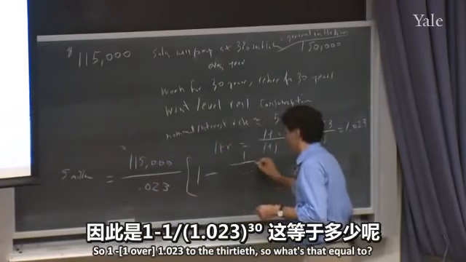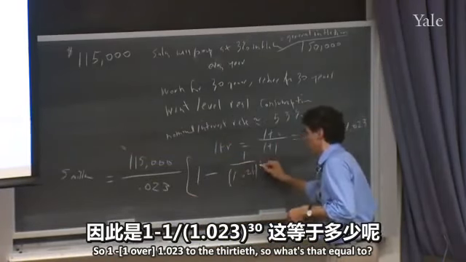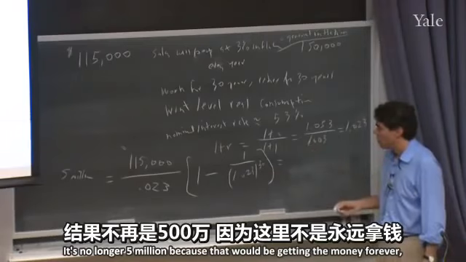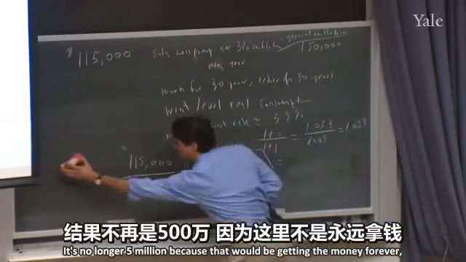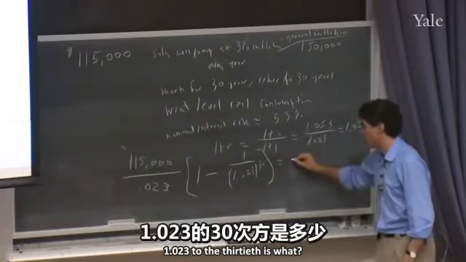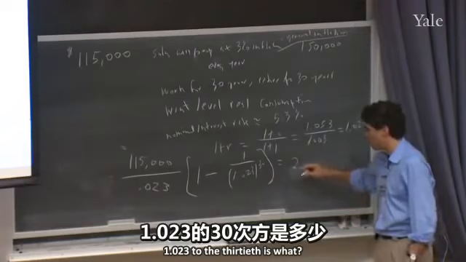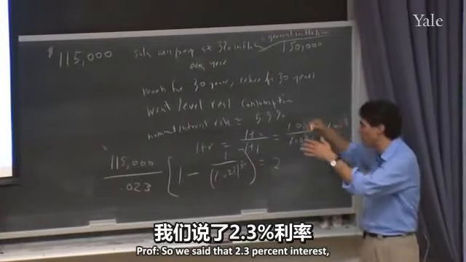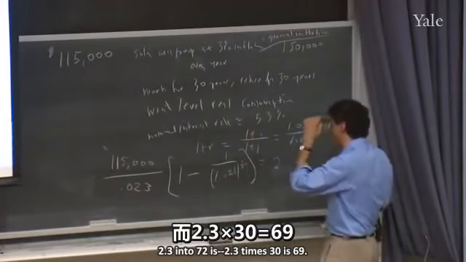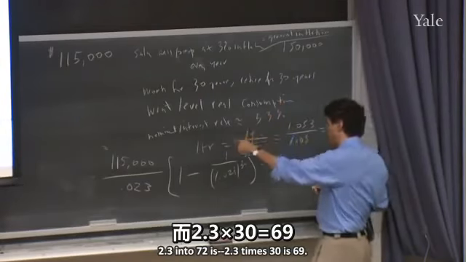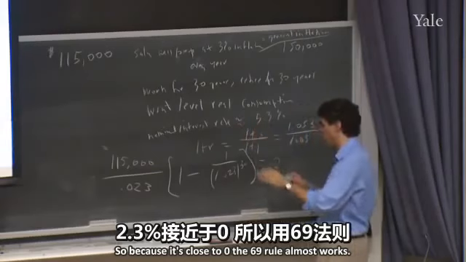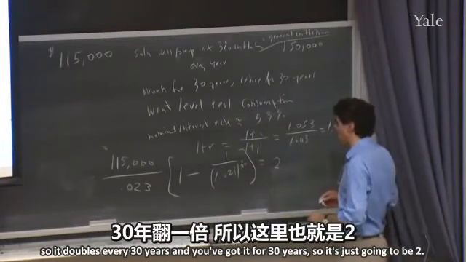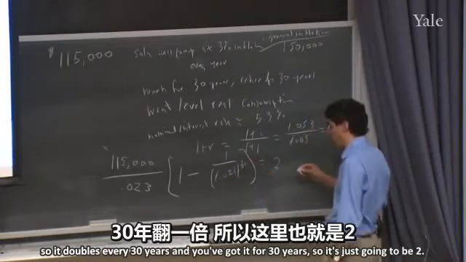So 1 minus 1 over 1.023 to the 30th. What's that equal to? It's no longer 5 million, because that would be getting the money forever. Okay, 1.023 to the 30th is what? We said that 2.3 times 30 is 69. Because it's close to 0, the 69 rule almost works. So an approximation would say 2.3 into 72 is just a little bit over 30. So it doubles every 30 years, and you've got it for 30 years.